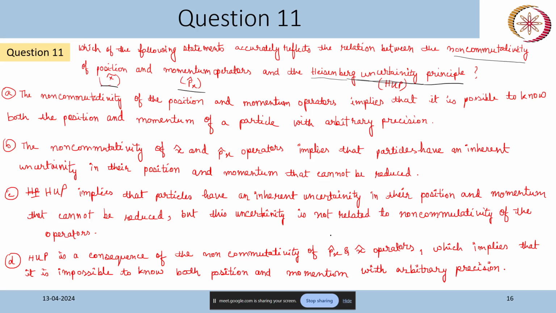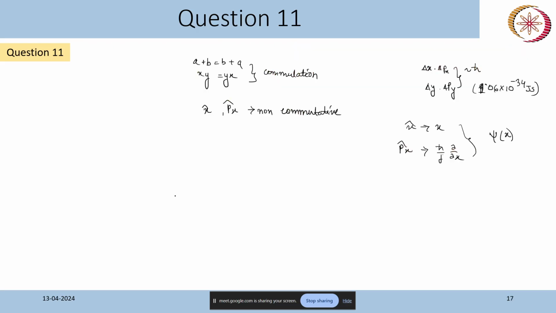Now there are other quantum mechanical operators also which are not commutative, for example the energy operator. I'll write the answer here first. So the answer for this question is D, right? Another set of operators is the energy operator and time. These two operators are also non-commutative, so the uncertainty principle is true for these operators also.